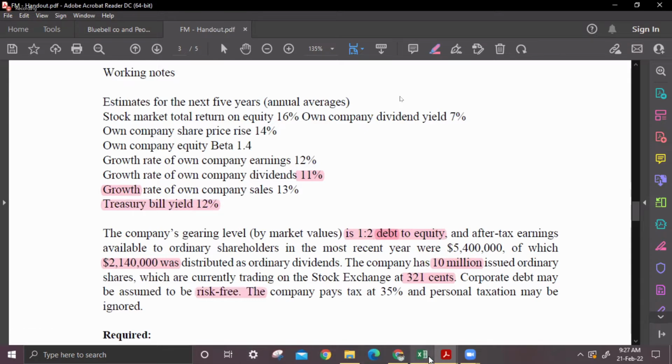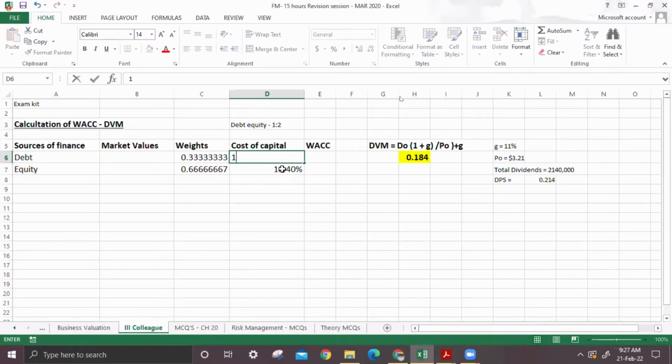But does it end here? So should I go and write 12% here? Is this correct? Yes or no? No. Why? Because you all know that cost of debt should always be, complete the sentence. Tax deductible. So it should be after tax.